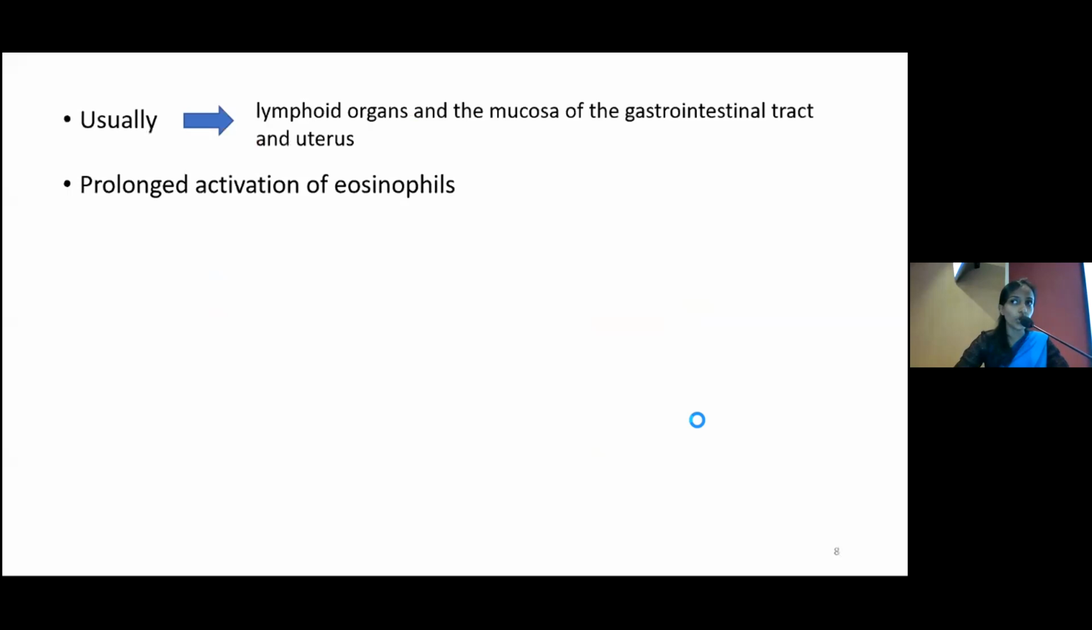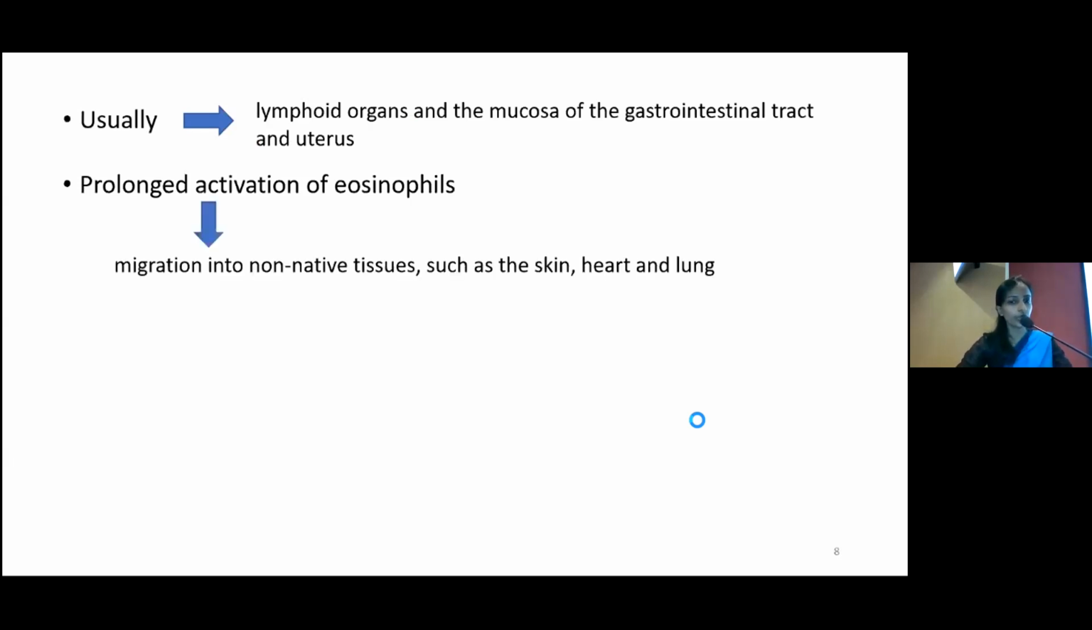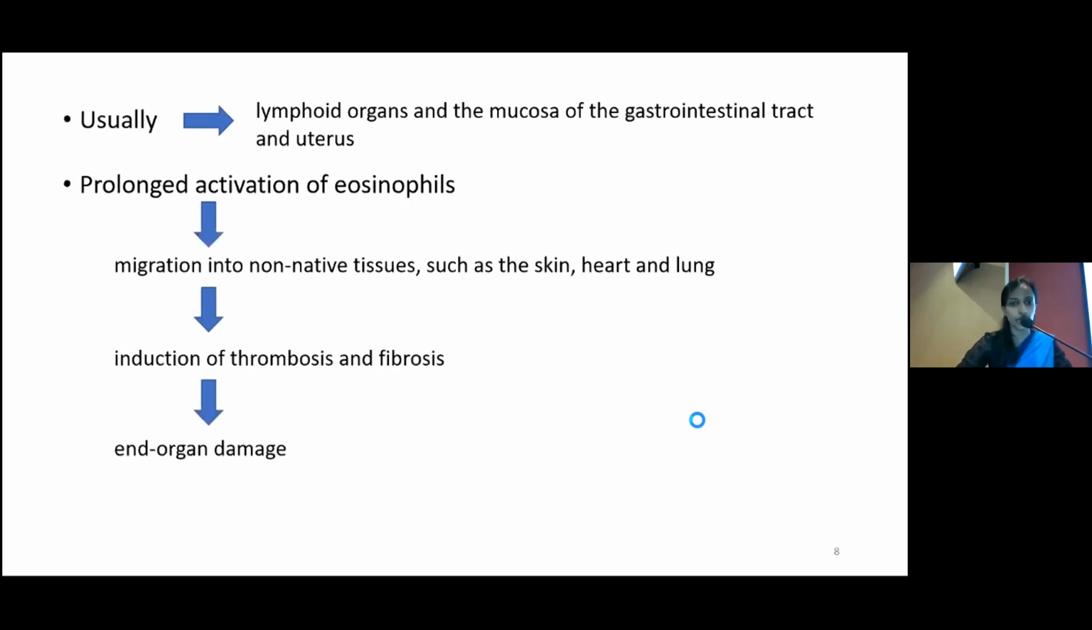So in healthy or normal individuals, eosinophils are only found in lymphoid organs, mucosa of the gastrointestinal tract, and the uterus. However, in pathological conditions, prolonged activation of eosinophils leads to migration of these eosinophils to other tissues like the skin, heart, and lungs, inducing thrombosis and fibrosis, and the end result being end organ damage.